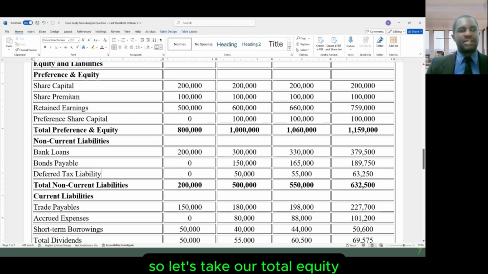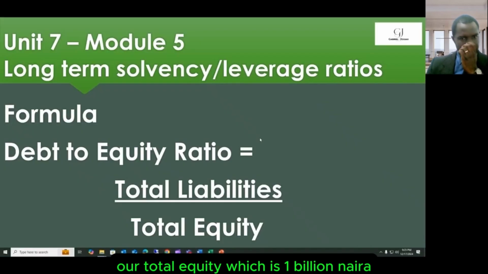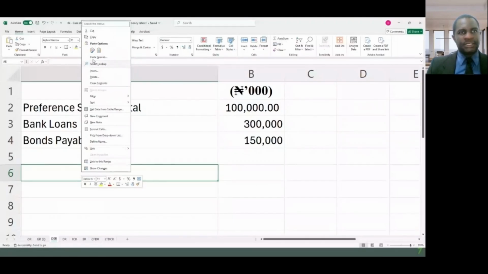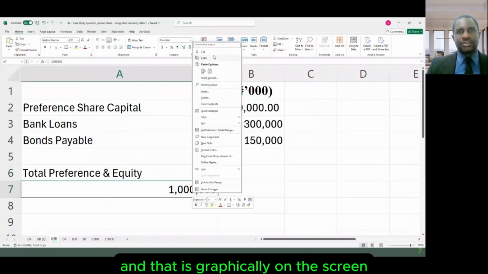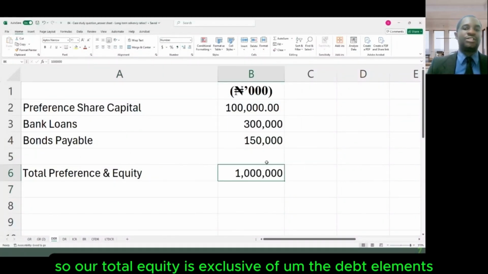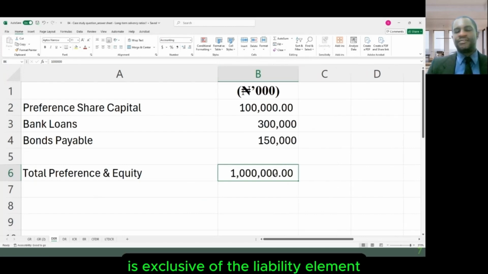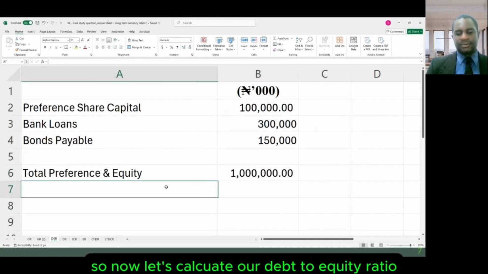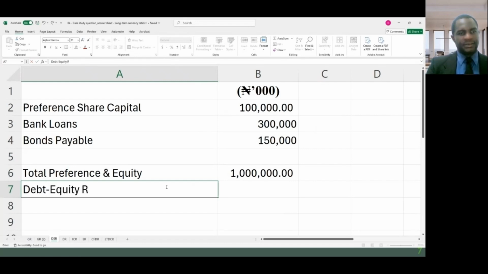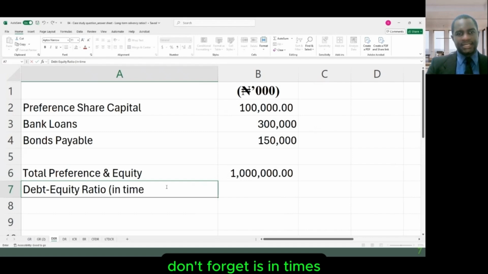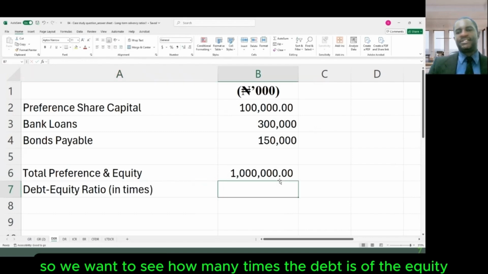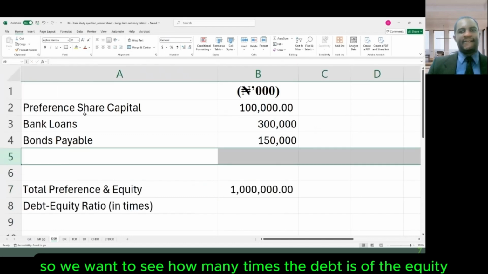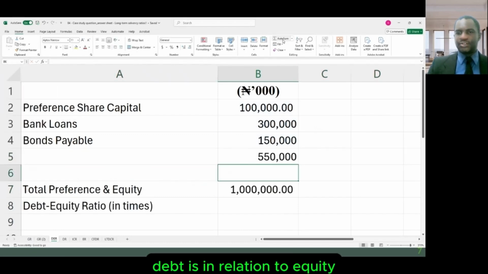Okay, so let's take our total equity, which is 1 billion naira, and that is graphically on the screen. So our total equity is exclusive of the debt element. It's exclusive of the liability element. So now let's calculate our debt to equity ratio. Don't forget, it's in times. We want to say how many times the debt is of the equity. Debt is in relation to equity.